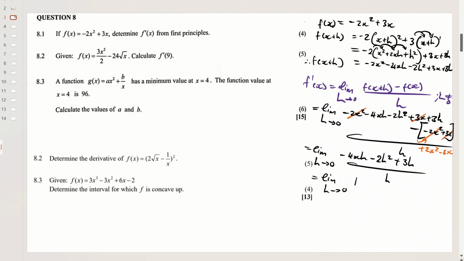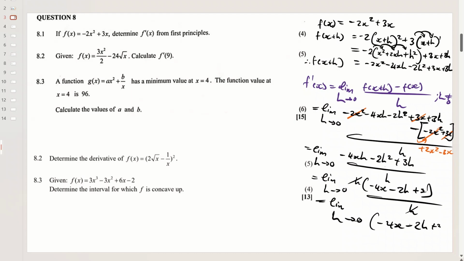Since h is common, that's your factor. You have minus 4x minus 2h plus 3. So the h in the numerator and the denominator are going to cancel. You have the limit as h approaches 0 of negative 4x minus 2h plus 3. Make the substitution where there is h, you know the rule. You have to do it mentally. Otherwise, if you show it in your calculation, they're going to penalize you.